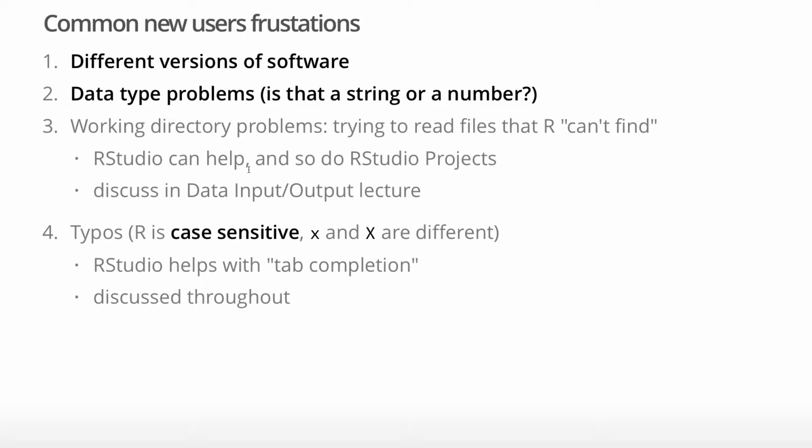We're going to talk about that a little bit more in the input-output lecture for data input. So R is case sensitive. Lowercase x and uppercase X are totally different, right? Lowercase x in the example I just did live was a data set that I had just read in. I could say capital X equals 4. They're totally different things. They're not linked in any way.